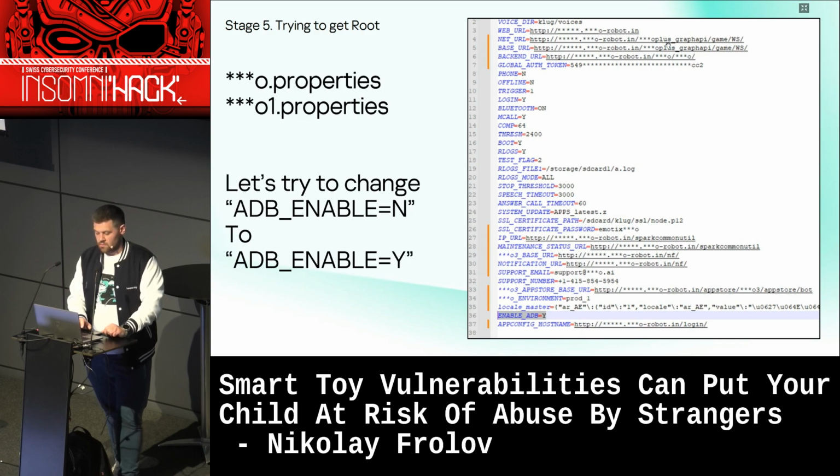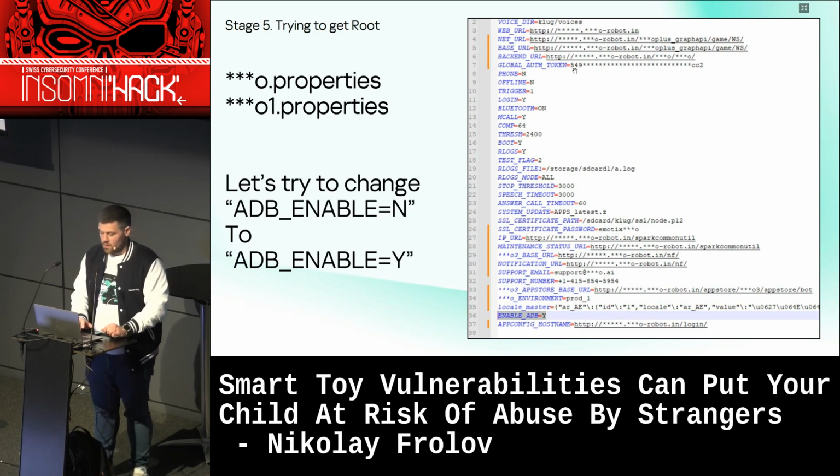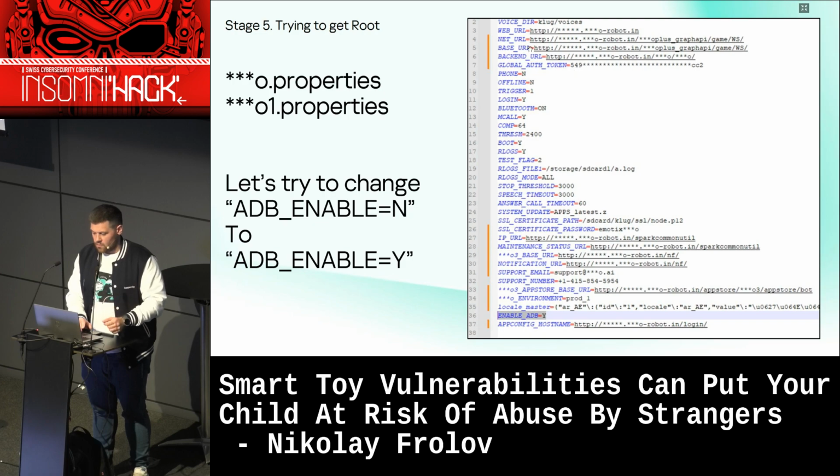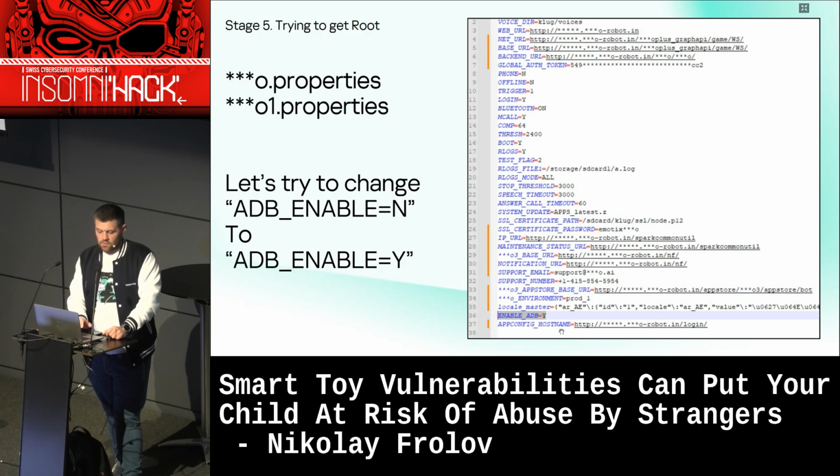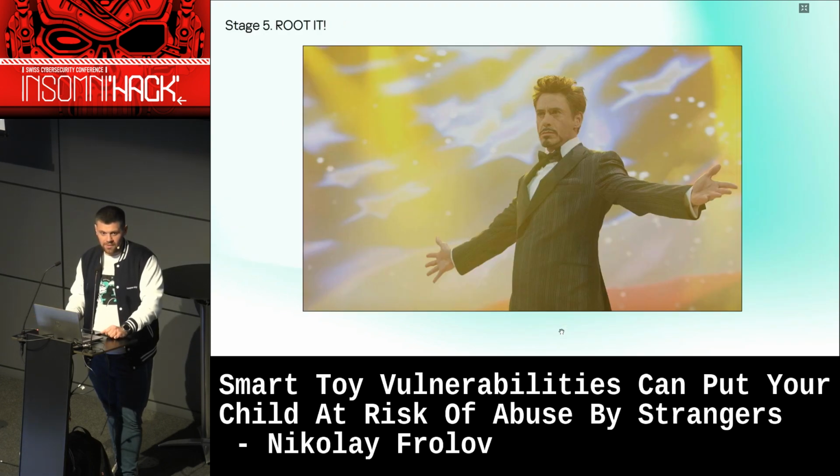So you can see some kind of web URL, something like backends of the server, global host, token, and lots of information. But in this case, we just need the enableadb field. So we change it to yes. We push it to our robot, and we got the root. So we got the root shell.